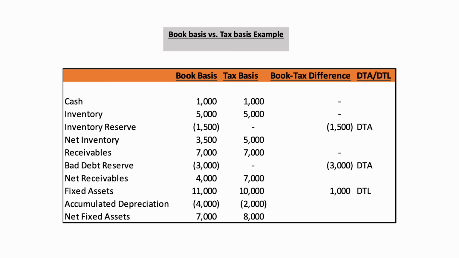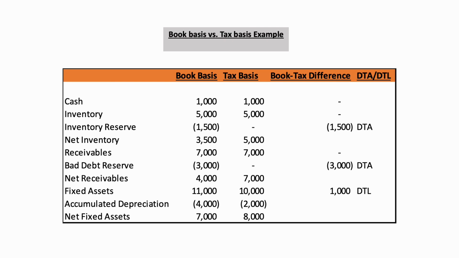But it will be allowed as a deduction on your tax return when you actually incur that loss on your closing stock. So that creates a deferred tax asset, because your tax return basis is higher than your book basis in your inventory, and the same would go for the bad debts reserve. As you can see, there are receivables on your book and tax for 7,000, but the tax balance sheet does not have a bad debt reserve, but it will be allowed in a future year when you actually incur the bad debt loss. So that creates a deferred tax asset.